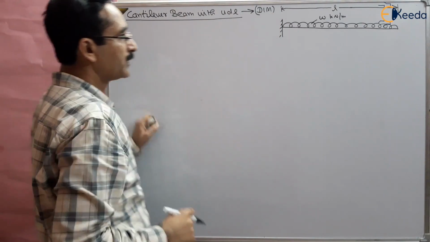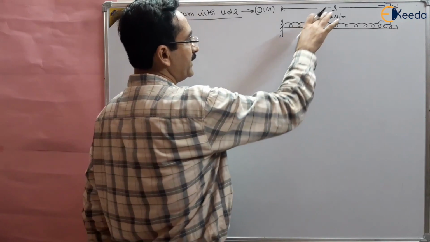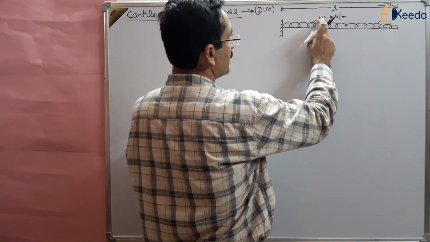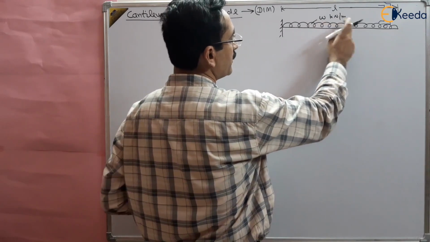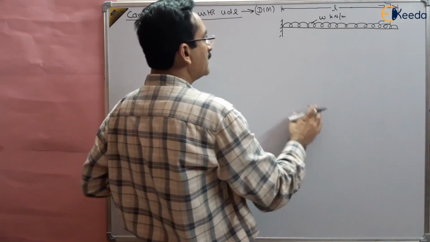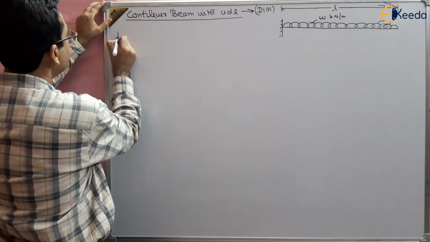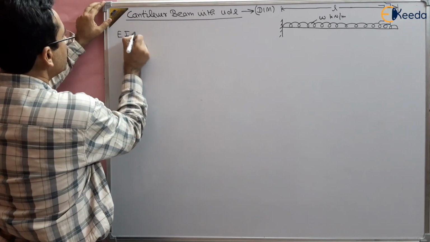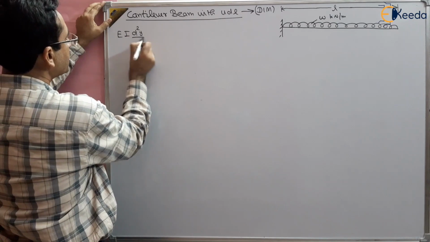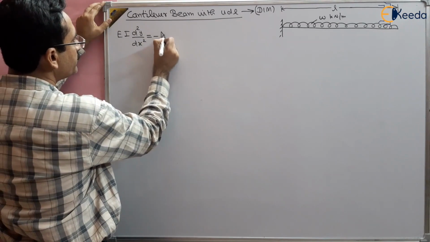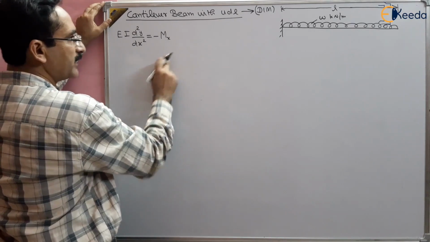So we have applied a UDL on a cantilever beam and the load is w kilonewton per meter. And we know the formula. The formula is EI d2y by dx square. This is the deflection equation, that is equal to minus M at a distance x, right?